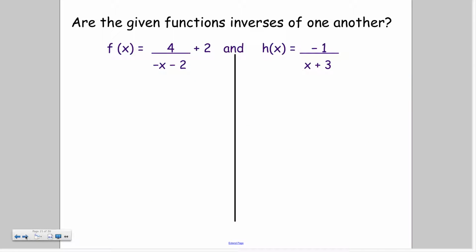All right. The next one, it says, are the given functions inverses of one another? So we're going to do the same thing, except we're going to do it to both of them. We're going to see if it is the inverse.